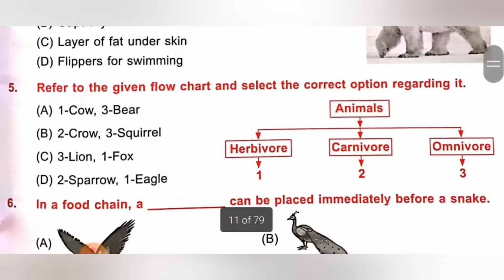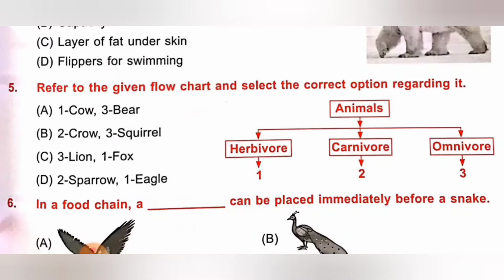Fifth one. Refer to the given flow chart and select the correct option regarding it. Option A, 1 cow, 3 bear, B, 2 crow, 3 squirrel, C, 3 lion, 1 fox, D, 2 sparrow, 1 eagle. So please refer to the given flow chart.